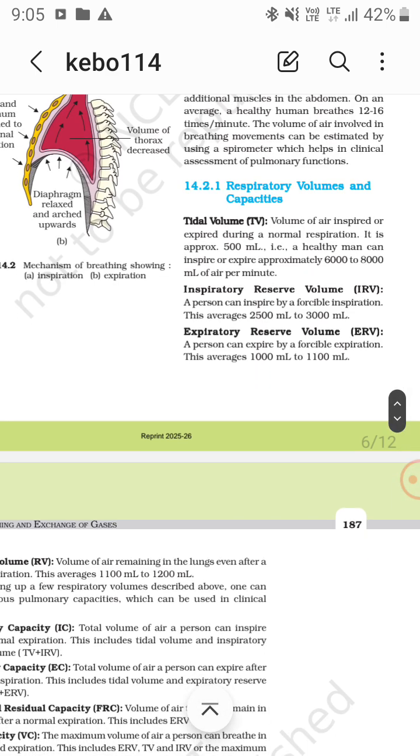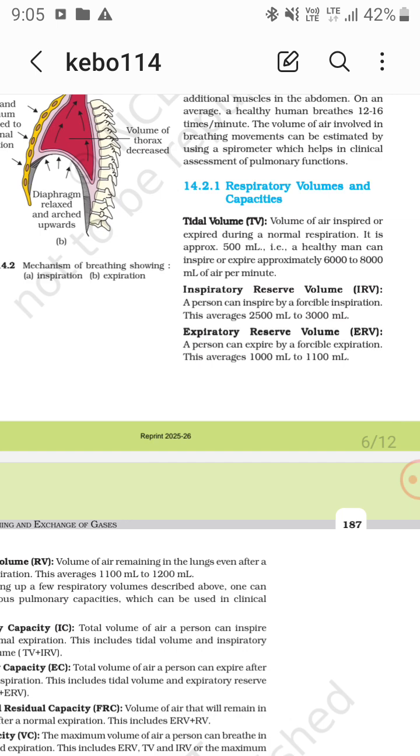Then inspiratory reserve volume, IRV, and expiratory reserve volume. These are the additional volume other than the tidal volume. It is 2500 to 3000.